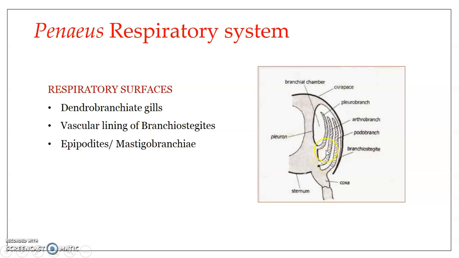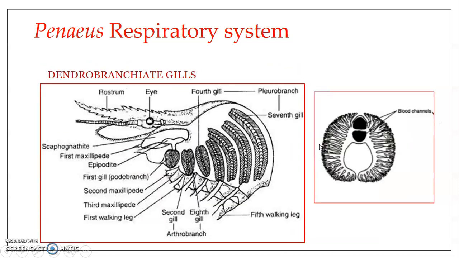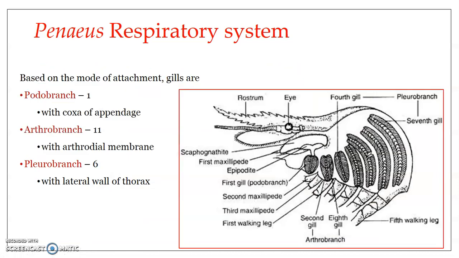Right, now the next one we have is the pleurobranch. Pleura means sides or covering. The pleurobranch is found attached to the inner wall of the branchial chamber. You can see this is the branchial chamber and it is attached to the inner wall. So based upon where the gill is attached in the branchial chamber, we have three kinds of gills: podobranch, which is attached to the coxa of the appendage, arthrobranch with the arthrodial membrane, and pleurobranch with the lateral wall of the thorax inside the branchial chamber.